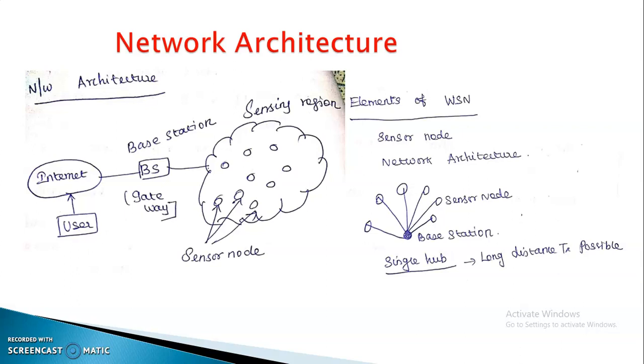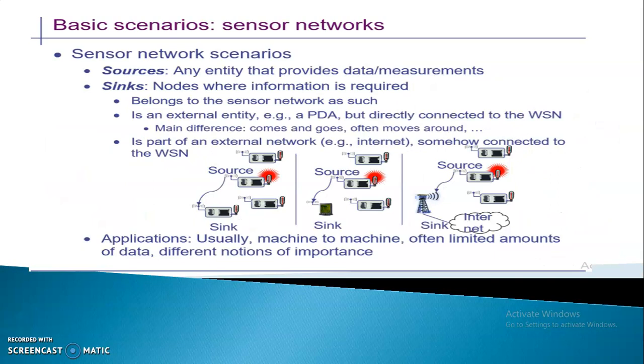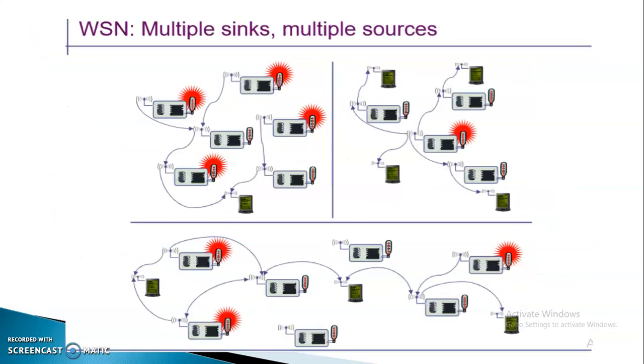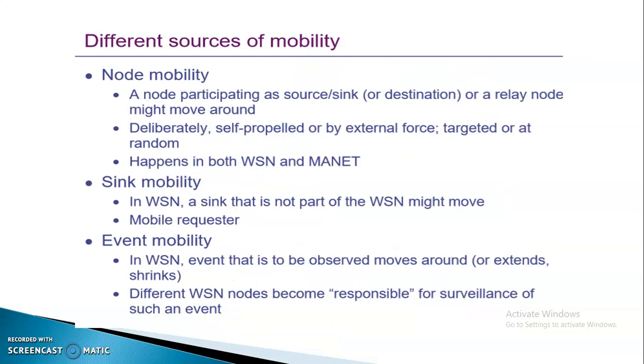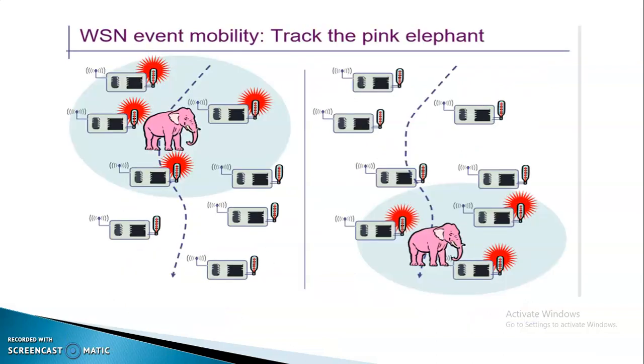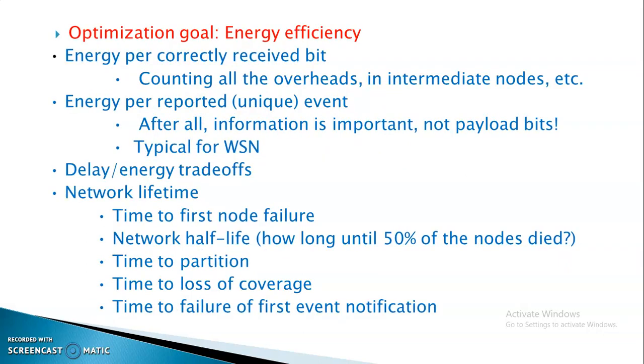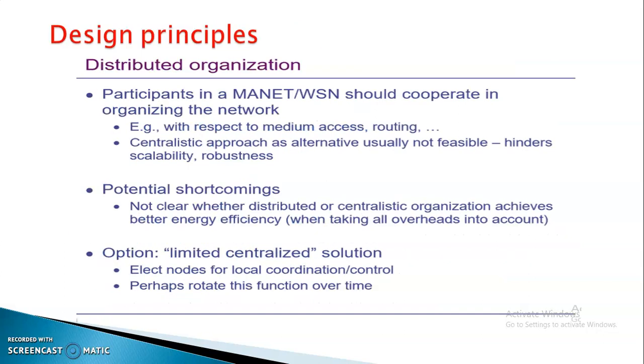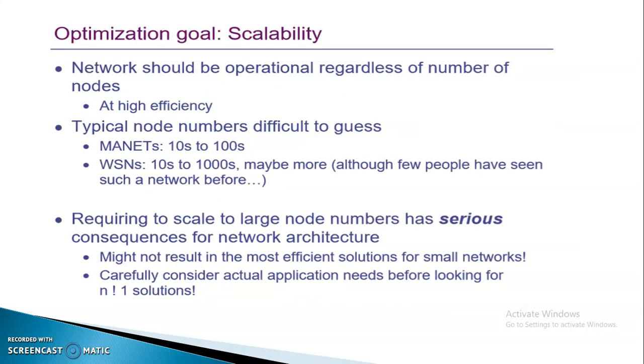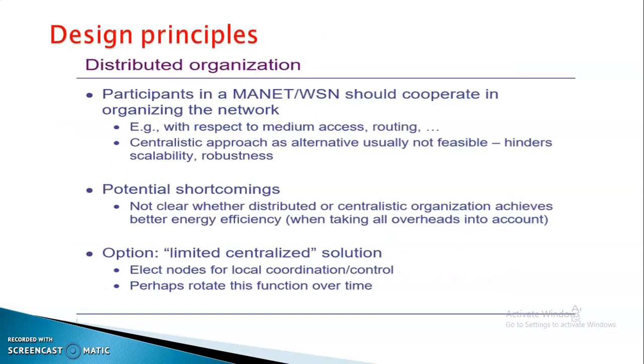Before going to the design principles, we already had a discussion on network architecture and types, the different sensor network scenarios, and how the architecture is based on multiple sinks and multiple sources. Then we covered the different sources of mobility and how they are defined, and under optimization goals, quality of service, energy, scalability, and robustness. That was the discussion in the previous videos. So today we are going to see the design principles of WSN.